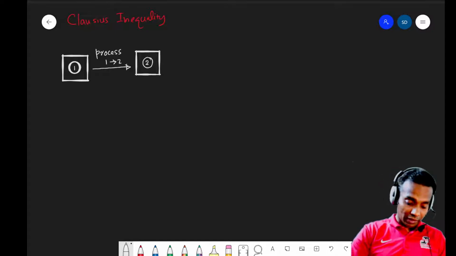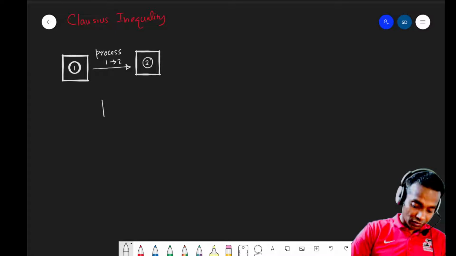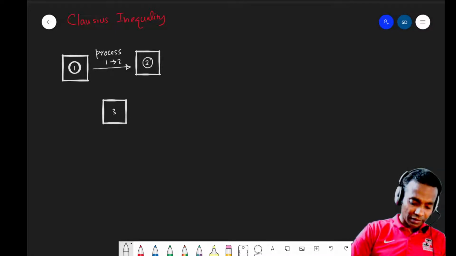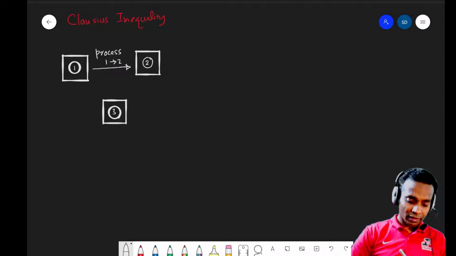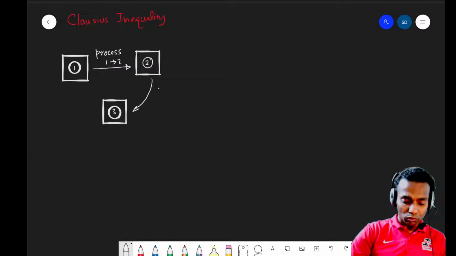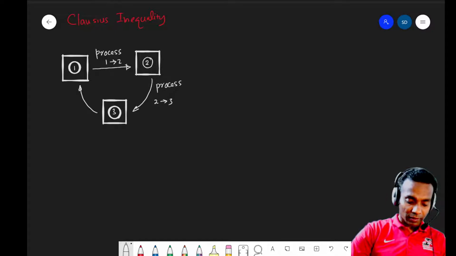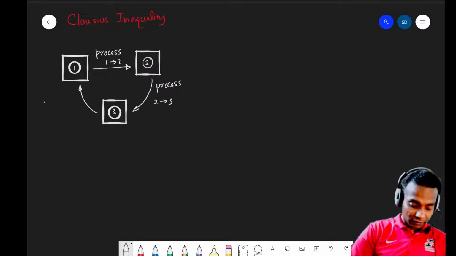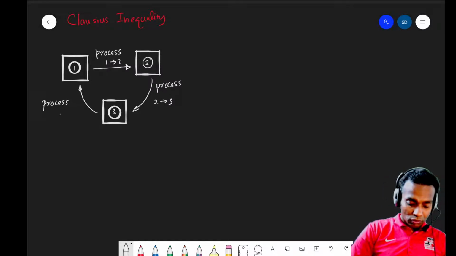But I would like to add another state for the sake of clarity. Let's number that as state 3. And now this comes from state 2 to 3, process 2 to 3. And it returns by completing the cycle, process 3 to 1.